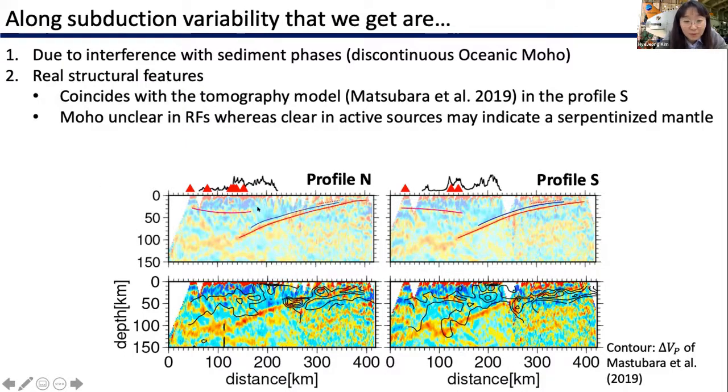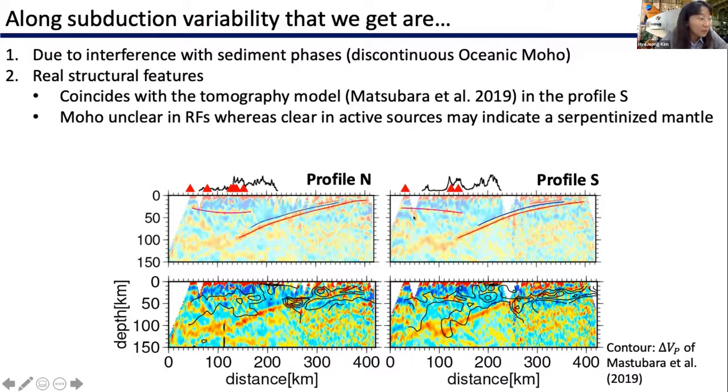Also, we don't see a clear moho, continental moho, in the eastern part of the land, and also that continues to the ocean. Whereas the active sources state that they clearly see the reflection phases, and we guess this may indicate a serpentinized mantle, so less S velocity contrast, or it could only be imaged with the high frequency signals.